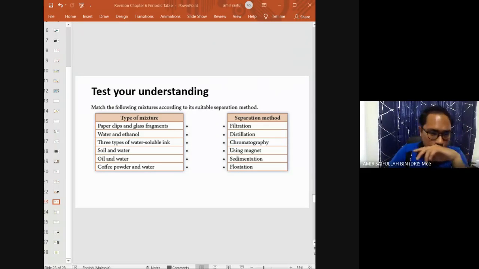Water and ethanol. So ethanol is actually already mixed with the water, but it has different boiling point. I already gave the keyword, different boiling point. So which one can we use? Okay, Chinwei, can you try?